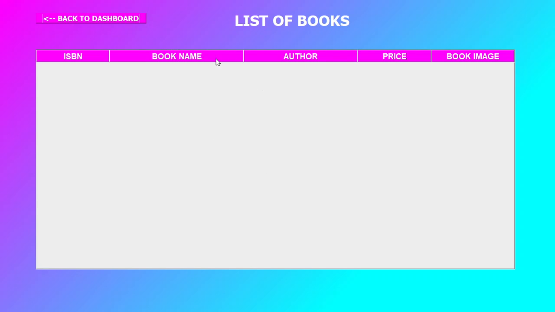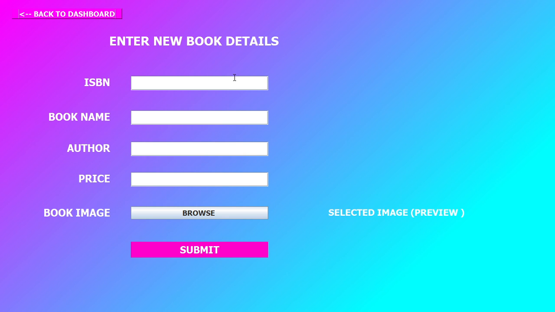Now we will add some books. Add new books. ISBN number is the number which is printed on the back of the book in the QR code form, which is unique for each book. 876754, Java Fundamentals. Author Bert. And price 600.